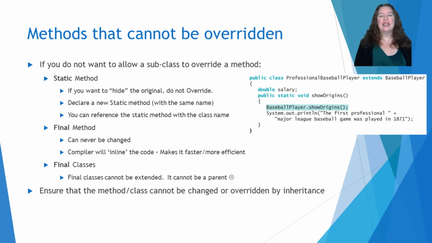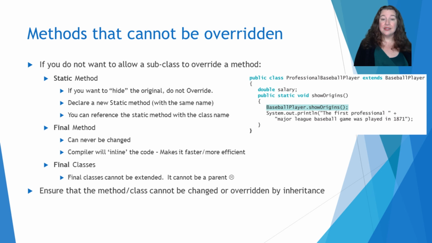Final methods can never be changed. If I make a final method using the keyword final, the compiler will not allow you to make a subclass overwritten version of that. You cannot override a final method. They can't be changed because they're final. What the compiler actually does with a final method is, when it compiles your code, it inlines the code. It takes the code from your final method and puts it right into the code in that location, which makes it much faster and more efficient, which is great.